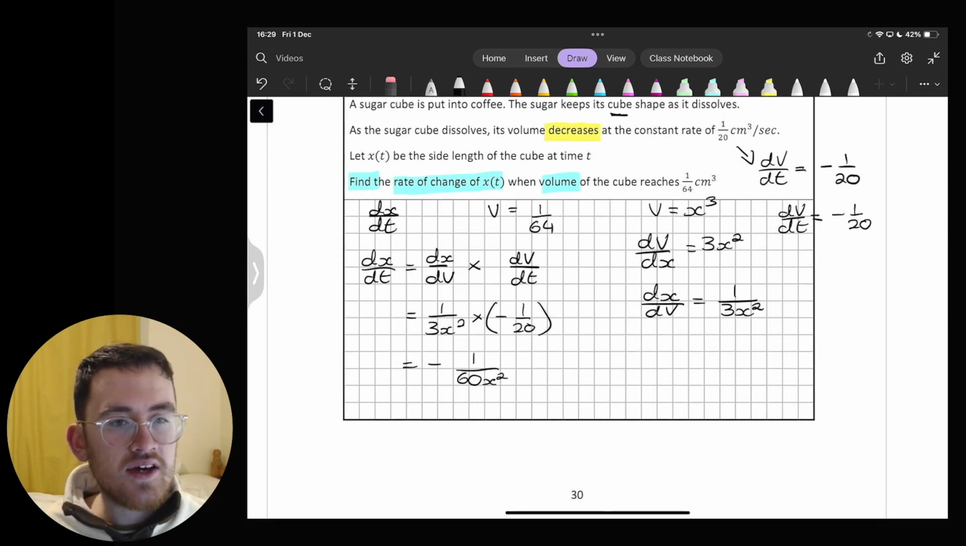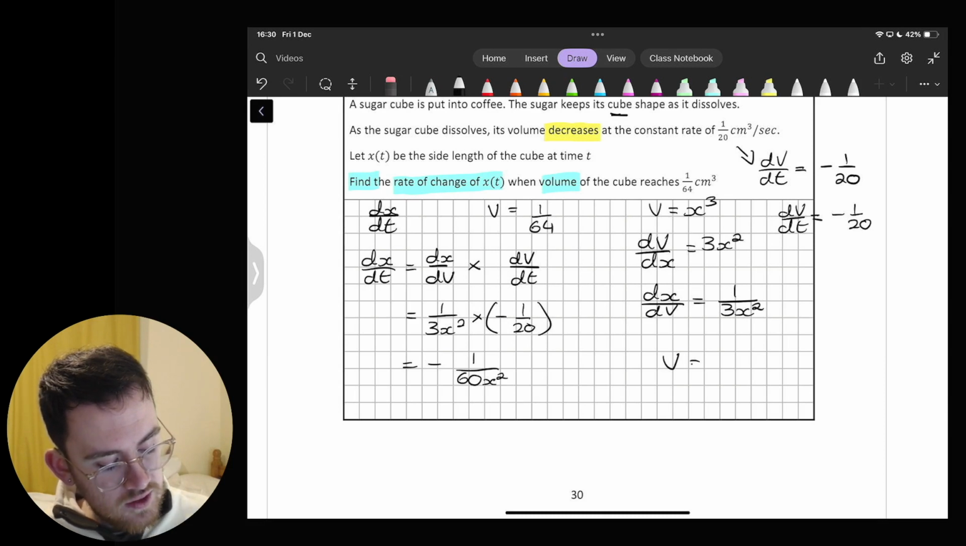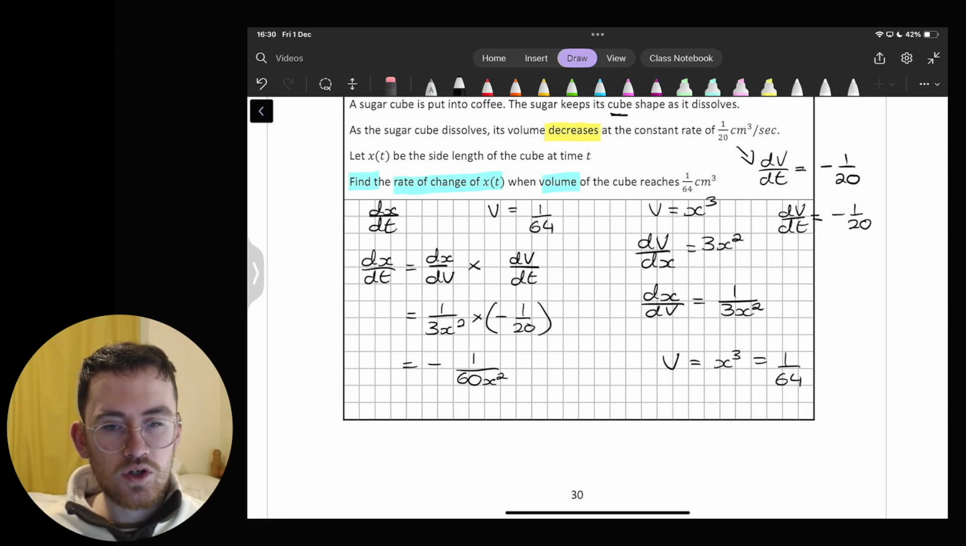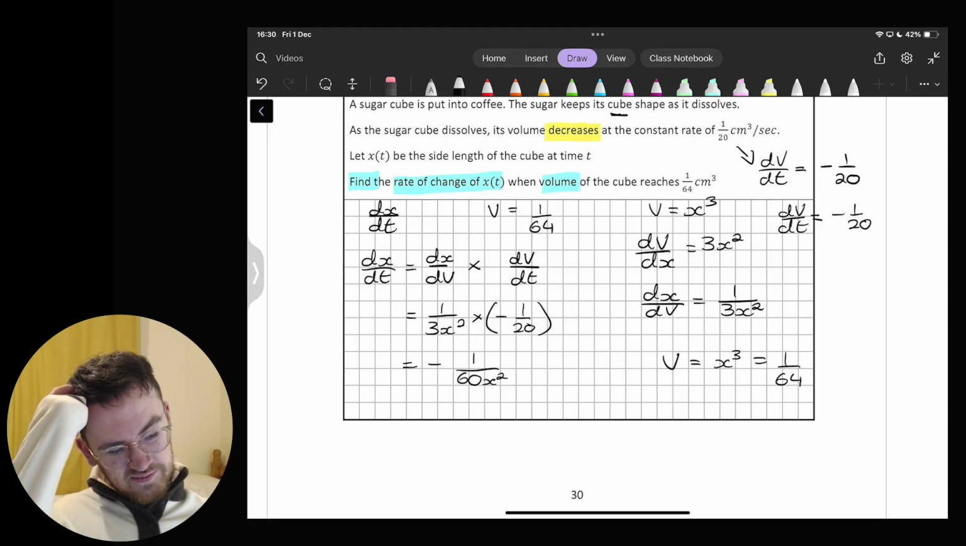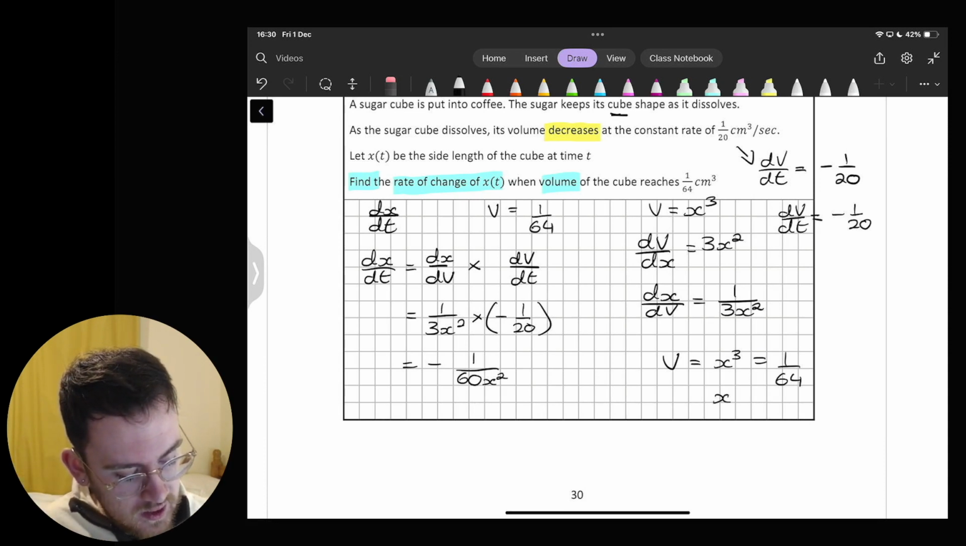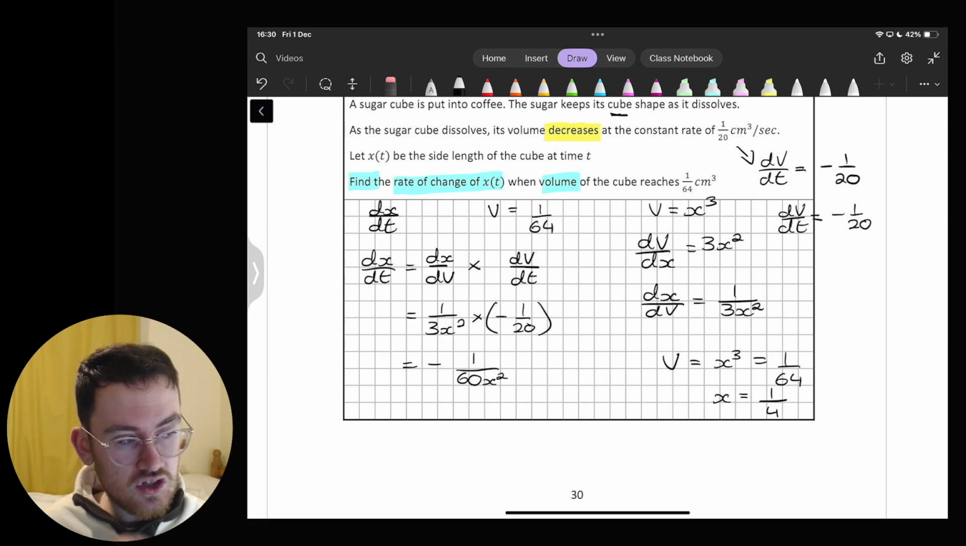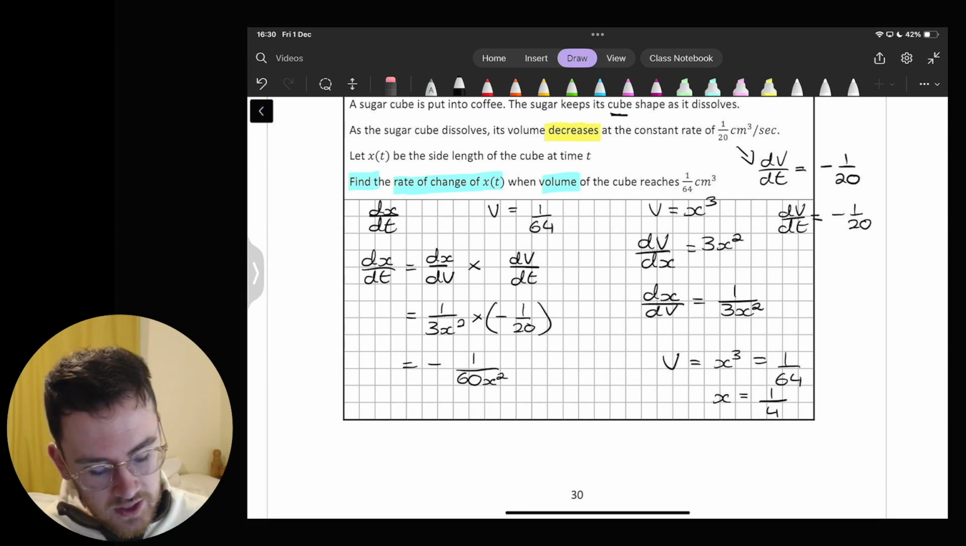I was asked to find it when the volume of the cube reaches 1 over 64. So if my volume, which is x cubed, is 1 over 64, then I need to work out what is the side that would give me that volume. So I can take the cube root of the 64 here and I get 1 over 4. So the side length is actually just a quarter, or 0.25.